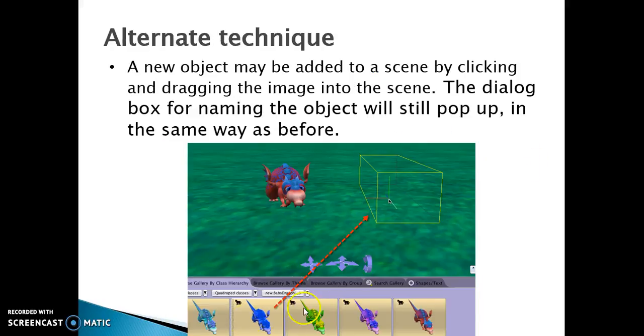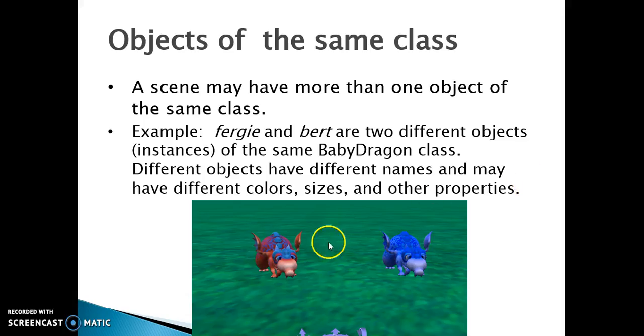Now, another way you could do it is, suppose you found the baby dragon you want. You can actually click and drag on it, which is how I usually do it, all right? You just click and drag and you can place it where you want. And all the other pop-ups will show up just like before. You can name it as well. They decided to name this one Bert. So you got Fergie and Bert. They're 2 different objects, 2 different instances of the same class.